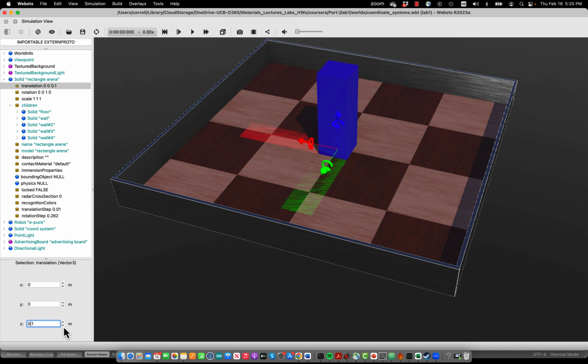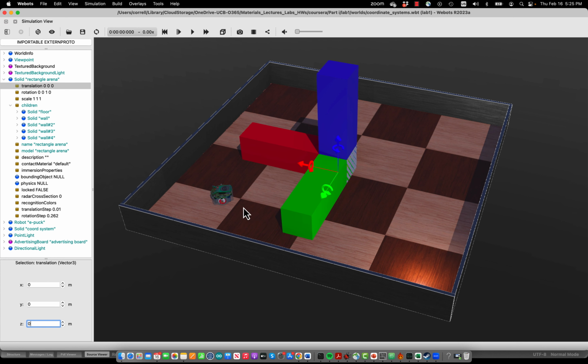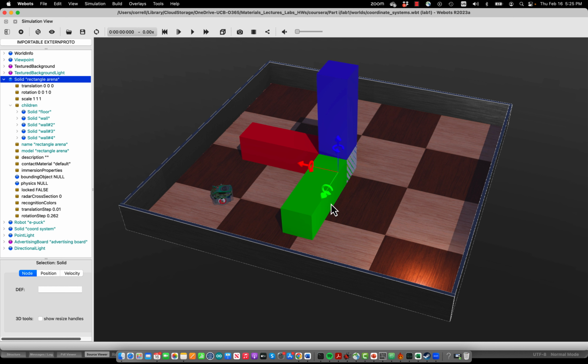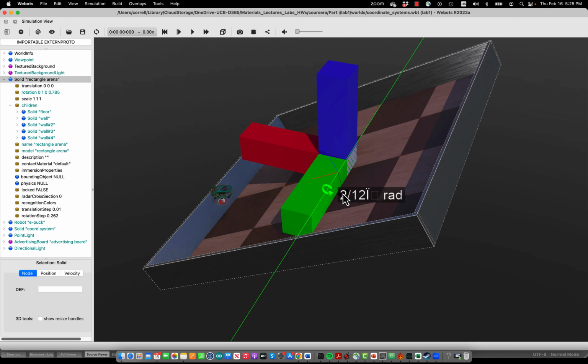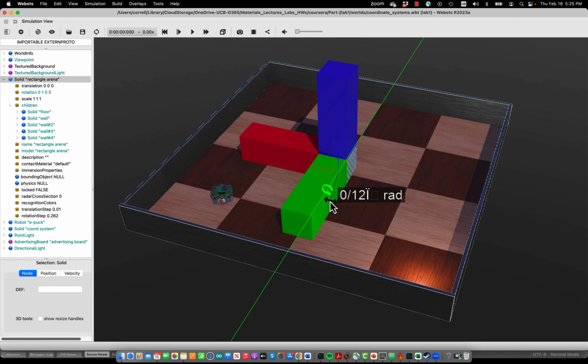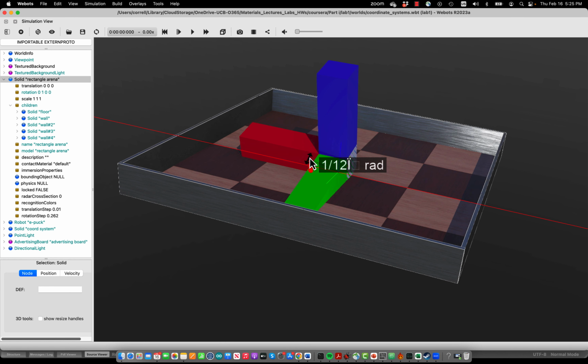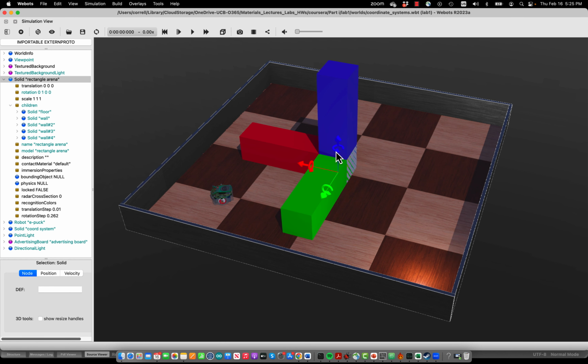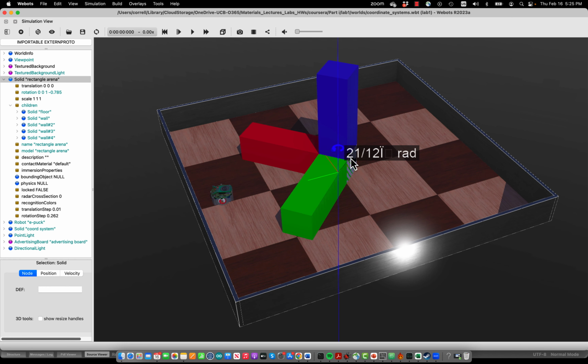Now we not only have translations along the 3 axes, but we also have rotations. Now you see the rotations are indicated by the arrows, the circular arrows that go around the axis. So I can rotate this arena around the y-axis. I can rotate it around the x-axis, and I can rotate it around the z-axis.